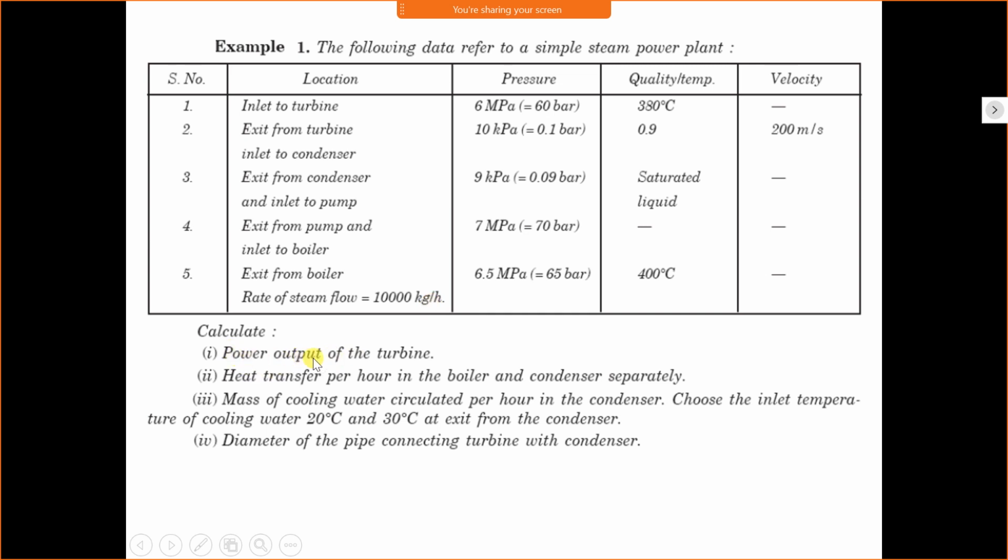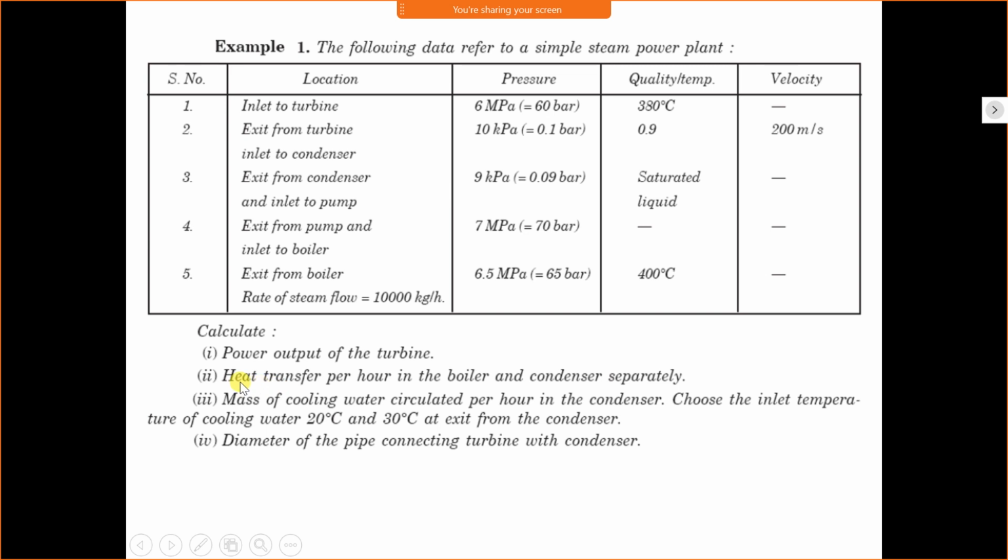We have to calculate the power output of the turbine. Power output of the turbine means work done by the turbine multiplied by mass flow rate, and power output is always given in kilowatt. Therefore, we have to convert the mass flow rate of steam into kg per second. We will divide 10,000 by 3600 to convert into kg per second.